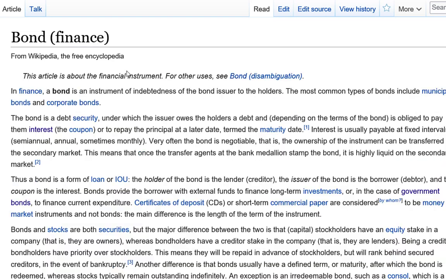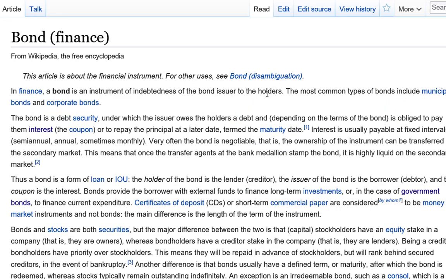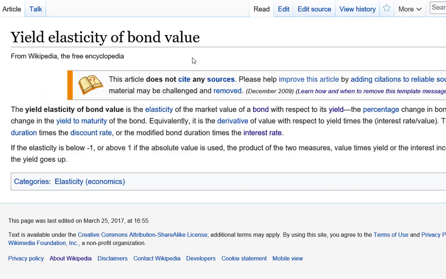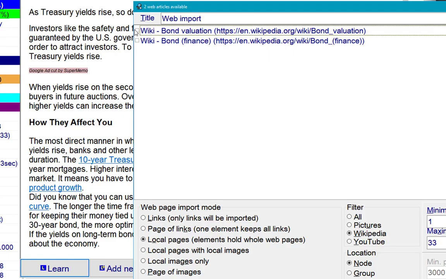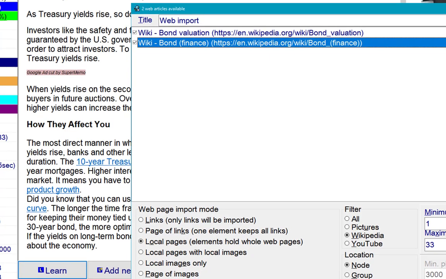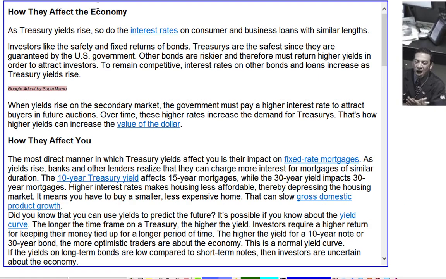Bond valuation. Okay, we learned that a bond in finance is an instrument of indebtedness of the bond issuer to the holders. Okay, it binds you. Oh, that's why it's a bond. Okay, yields are probably not important. Why? Yeah, you want to understand investing, you need to learn those basic terms. Okay, let's keep slugging. As treasury yields rise, so do the interest rates.